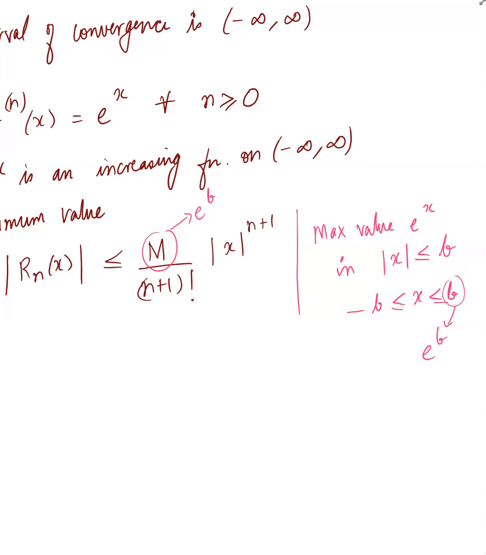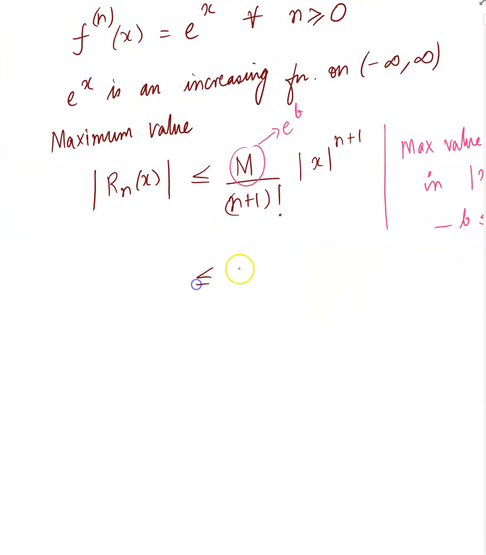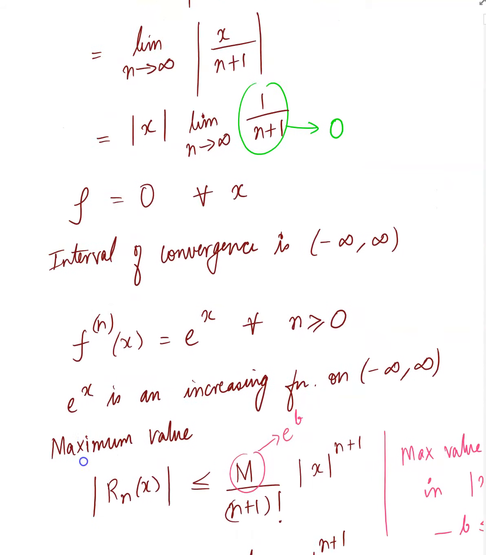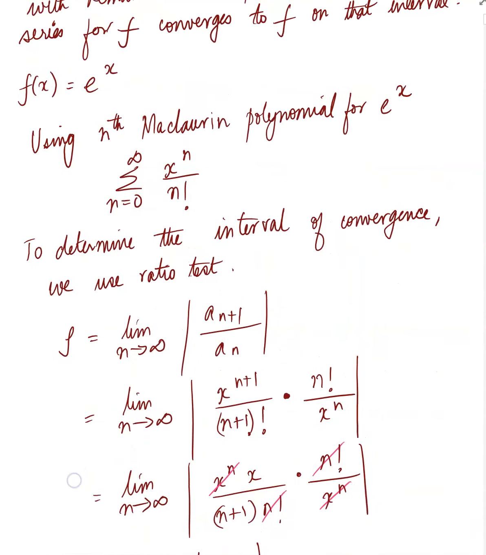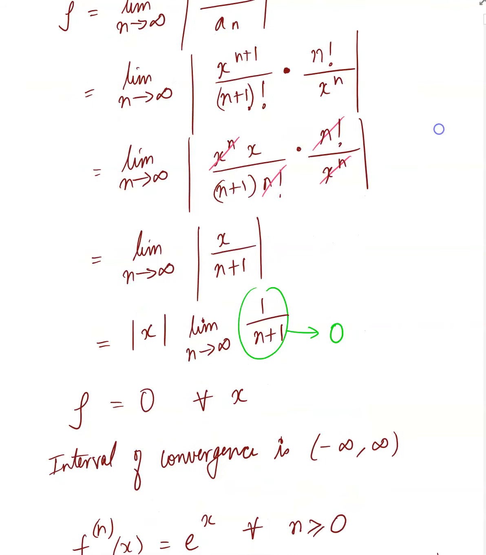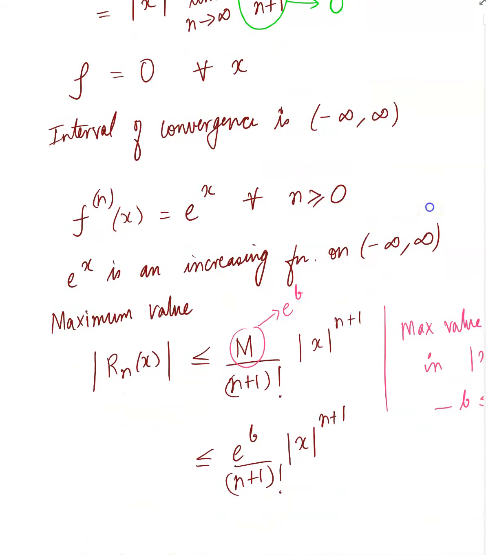Okay. That's less than or equal to e power b, absolute value of x power n plus 1. And we also just saw that, let's come over here. If you took the absolute value of x power n over n factorial, that's what we did here, right? We saw that that converges for all x. We just proved that. So we have that information.